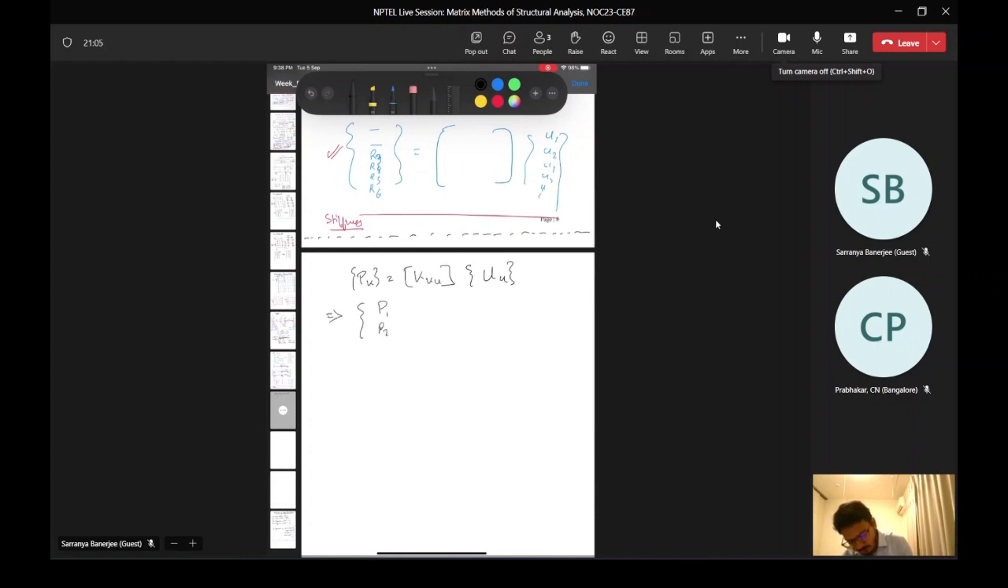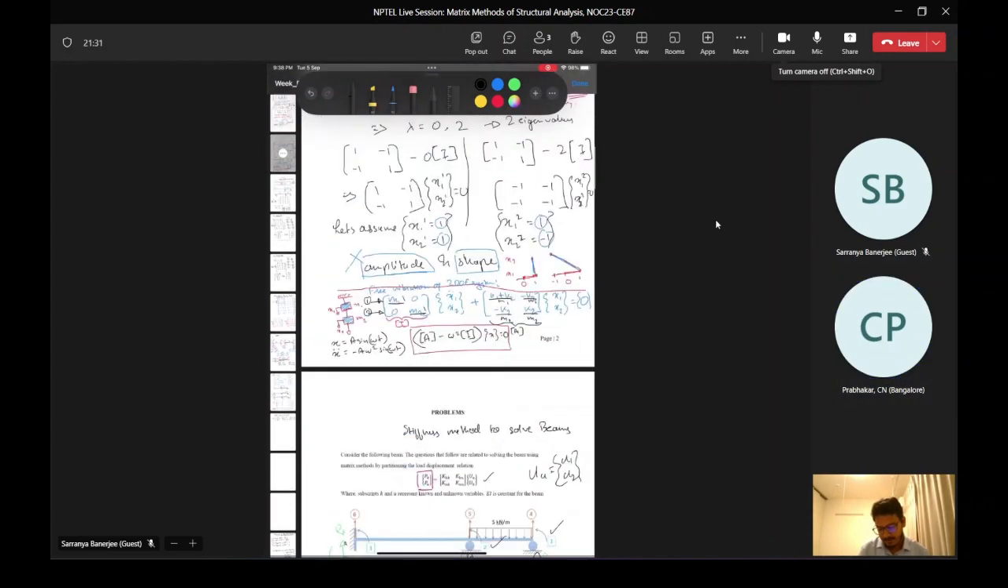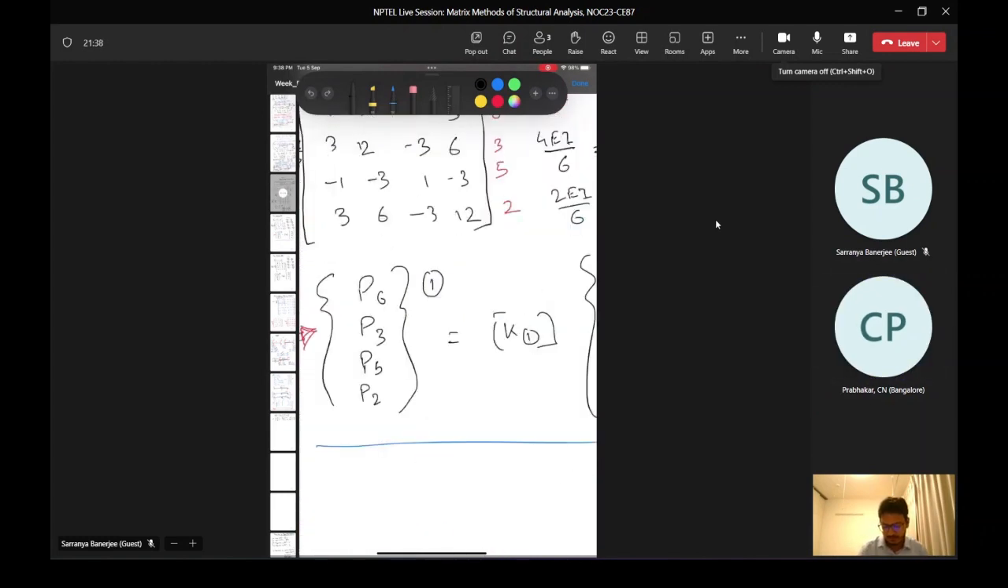So here what is our load vector? P1, P2. Our stiffness matrix would be EI by 18, 24, 12, 12, 36. Please check whether these values are consistent with your notes. Just one more thing. I think in the problem they have shown this as KK. So what I would do is I would write this as KK, not KU.